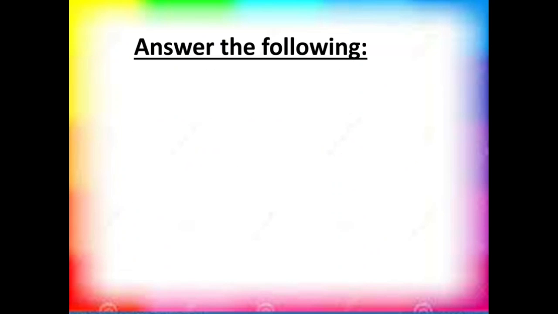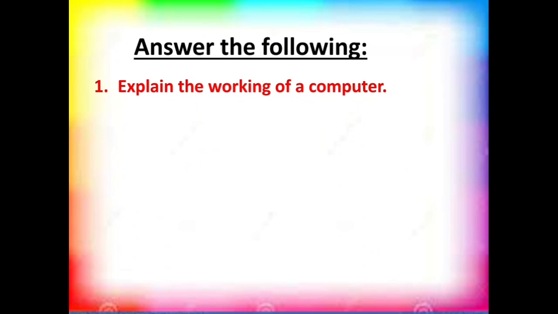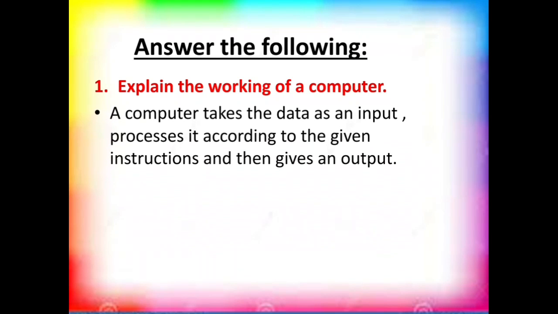The next one is answer the following. Okay, so now we have to read the following questions. Your first question is explain the working of a computer. So the working of a computer has 3 stages. Yes, input, process and output. A computer takes the data as an input, processes it according to the given instructions and then gives an output.